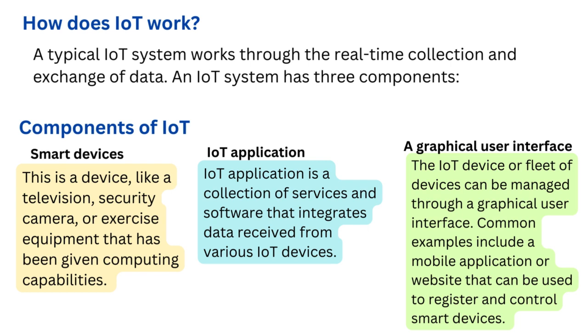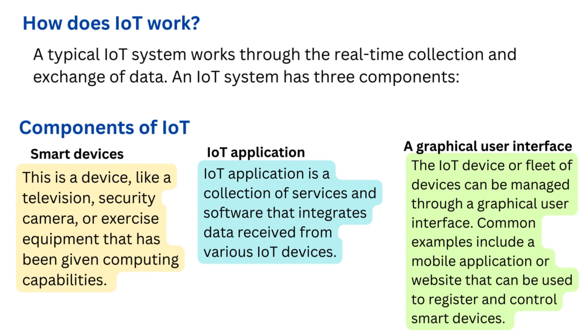So how does IoT work? A typical IoT system works through the real-time collection and exchange of data. An IoT system has three components: smart devices, IoT application, and the graphical user interface. The smart device is a device like a television, security camera, or exercise equipment that has been given computing capabilities. It collects data from its environment, user inputs or usage patterns, and communicates data over the internet to and from its IoT application.